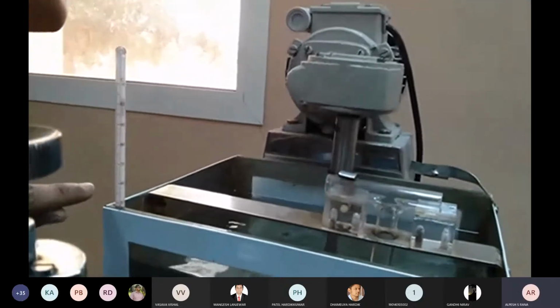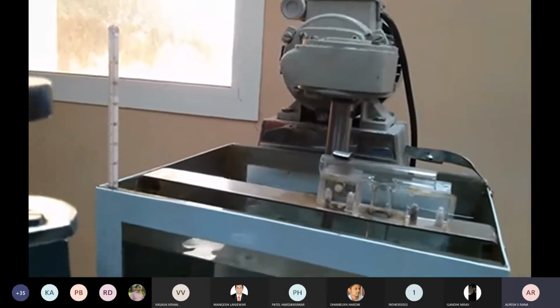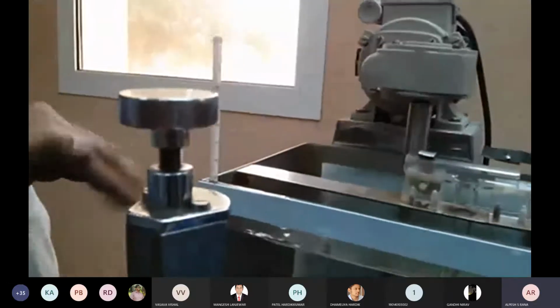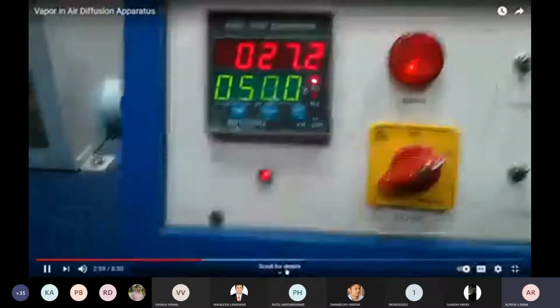Once it reaches, let us say you are asked to set the bath temperature at 50 degrees centigrade, you wait till the temperature is at 50 degrees centigrade. Then you have to switch off the heater.